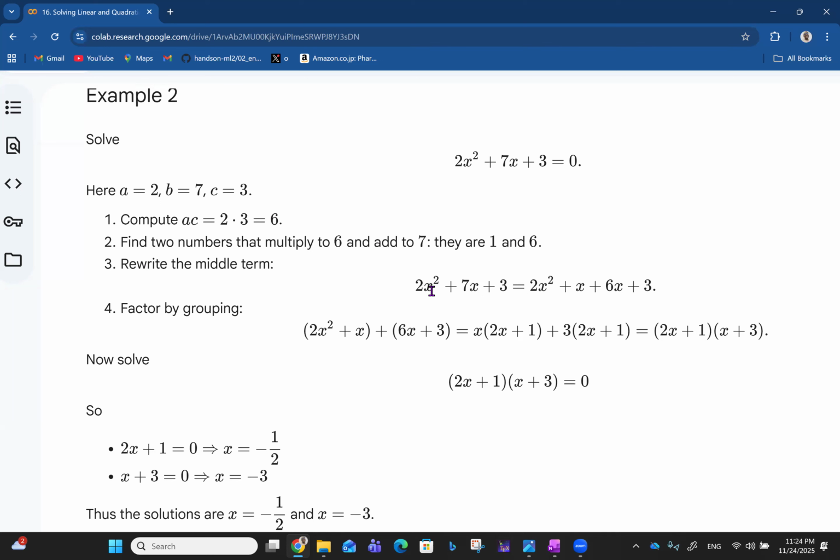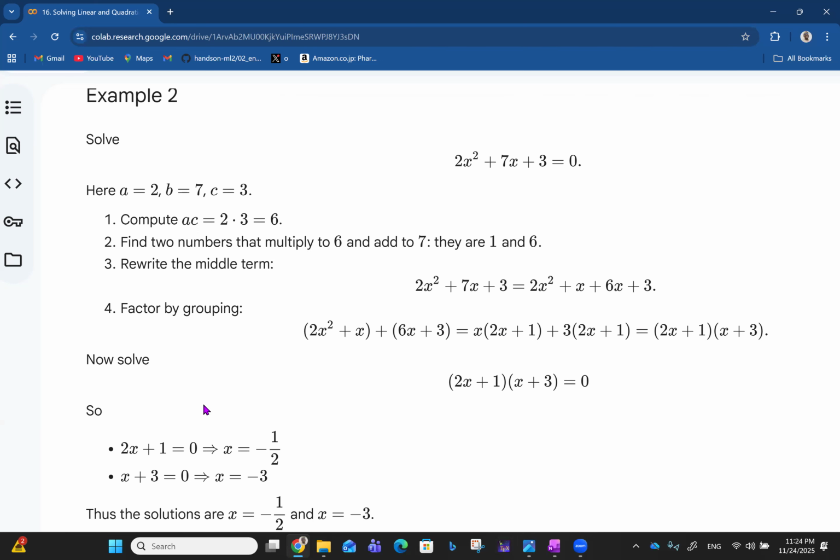So we can write the middle term. That's 2x squared plus 7x plus 3, and that will be equal to 2x squared plus x plus 6x plus 3, because 7x is the same thing as x plus 6x, right? So if you factor by grouping, we have 2x squared plus x, put these two together, plus 6x plus 3. So we can then factor x out of this. We have x into 2x plus 1, plus 3 is common to 6x and 3, so we have 3 into 2x plus 1. So 2x plus 1 is common to both terms. So we have 2x plus 1 out, and then we multiply by x plus 3.